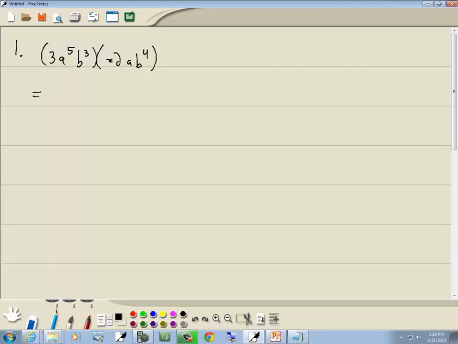Well, this is a monomial times a monomial. And if you have numbers out in front, you multiply the numbers together first. 3 times negative 2 gives us negative 6. Then you multiply the a's. A to the 5th times a, and this is like a to the 1st. So a to the 5th times a to the 1st. You add together the exponents. That gives us a to the 6th. And b to the 3rd times b to the 4th, you add the exponents. That gives us b to the 7th. So again, if you have different variables, all you do is multiply them together separately. A to the 5th times a, and then b to the 3rd times b to the 4th.